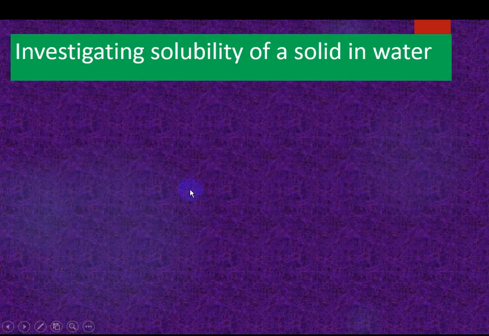Okay, investigating solubility of a solid in water. Now we'll investigate solubility of a solid in water.